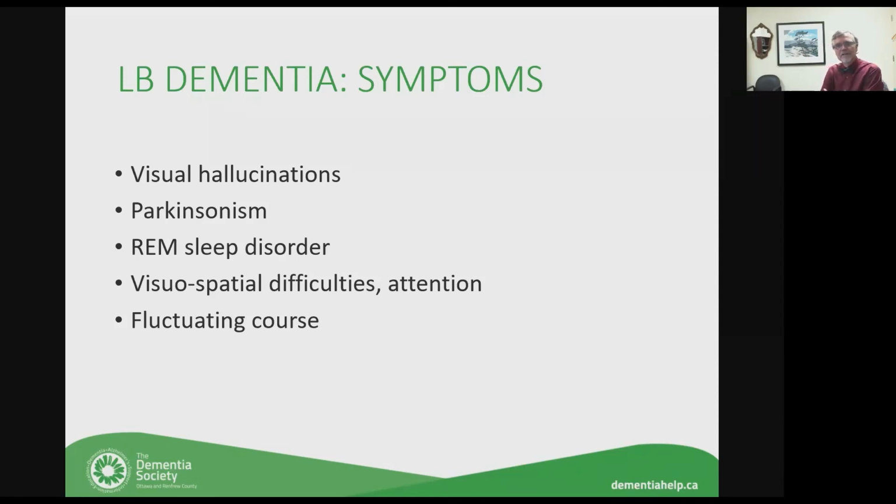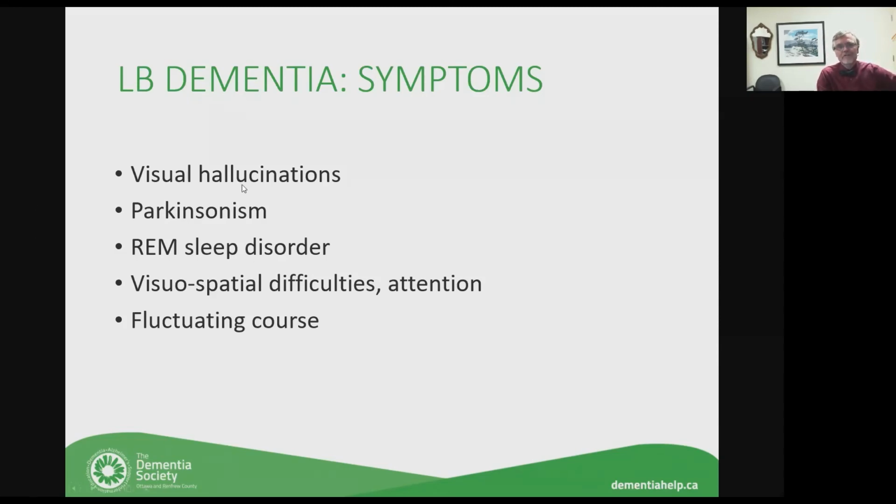With people with Lewy body dementia, the spouses sometimes will say, look, I had to move out of the bed because I would get hit. Sometimes he would wake up and tell me that he was fighting in the war, and he was hitting me. This REM sleep disorder is a classic symptom of Lewy body disease.